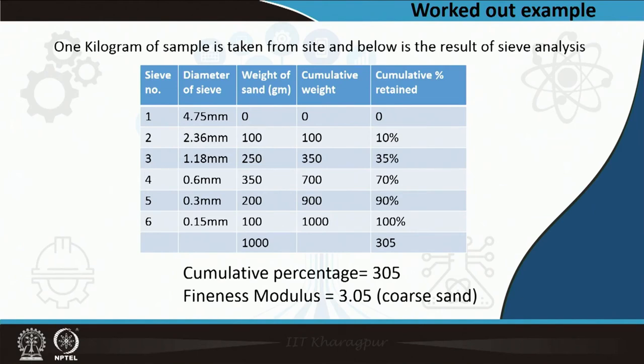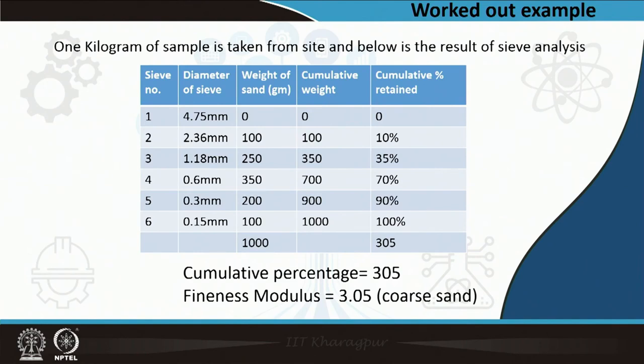100 grams are retained by the 2.36 millimeter sieve, 250 grams are retained by the next layer, 350 grams are retained by the layer next to it, 200 grams are retained by the 0.3 millimeter sieve and 100 grams are retained in the last sieve. And that completes your 1000 grams. So, if you take the cumulative weights, it will be 100, next tray 100 plus 250, 350, then 100 plus 250 plus 350 is 700, then with 700 another 200, that is 900, and then another 100, that gives 1000.